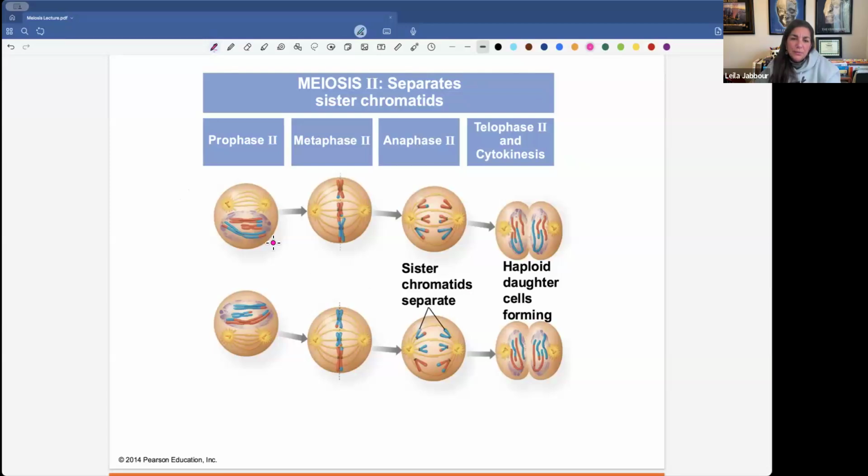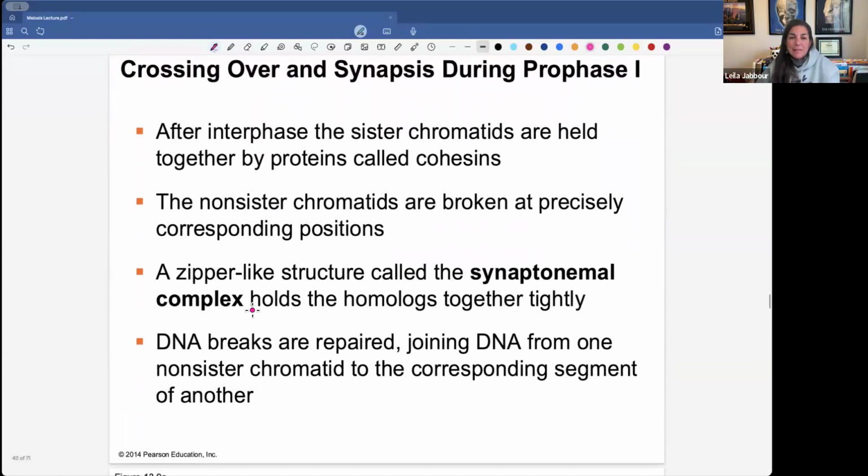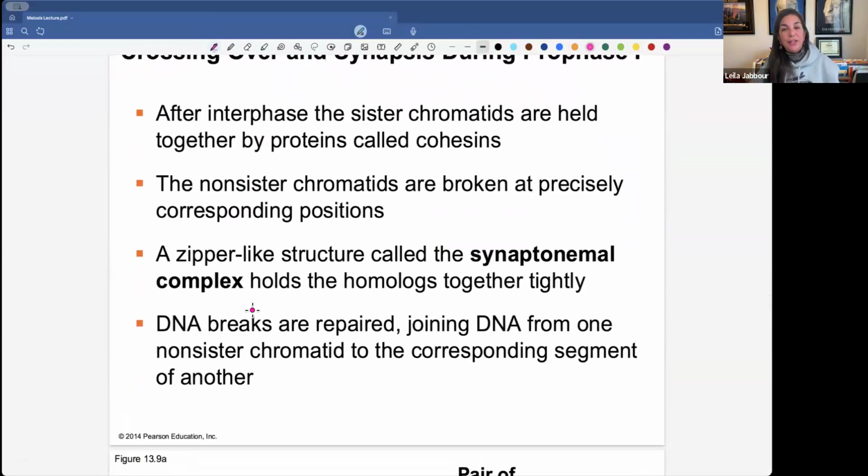So what was drawn here? 3 chromosome types, but we don't have them in pairs. So here's chromosome 1, 2, 3. 1, 2, 3. So we have all the chromosome types, but we're not having them in pairs. After interphase, the sister chromatids are held together by proteins called cohesins. The non-sister chromatids are broken at precisely corresponding positions.